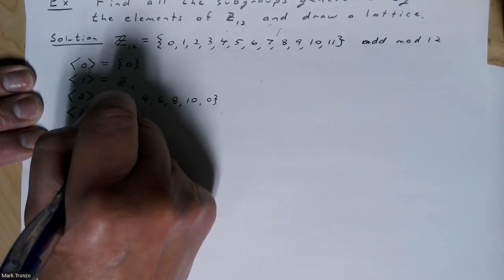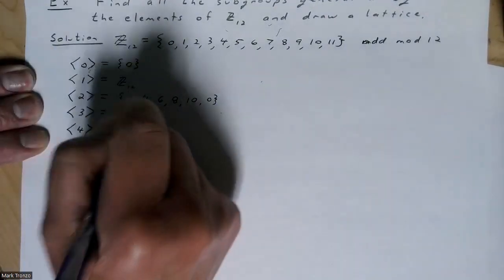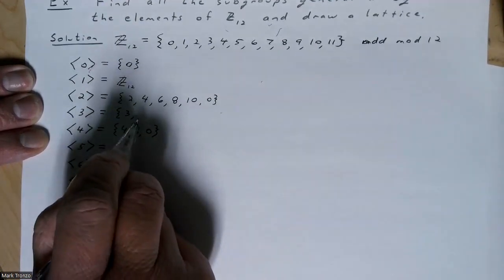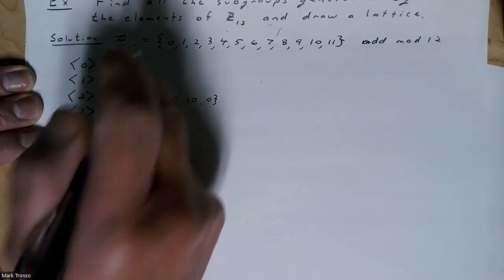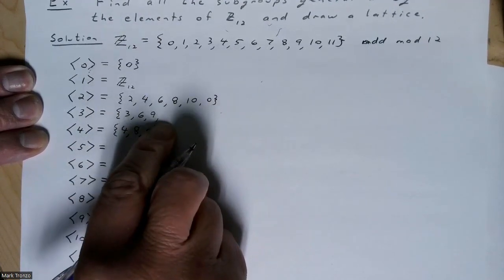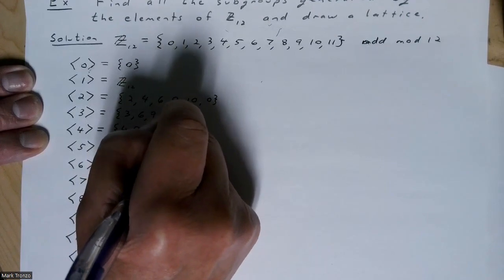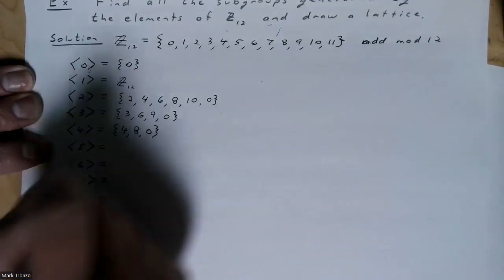So how about 3? We get 3 times 1 is 3. 3 times 2 is 6. Or you could think of it as 3 and then 3 plus 3. The next one is 3 plus 3 plus 3, which is 9. And then this one's going to be 12, but 12 mod 12 is 0.